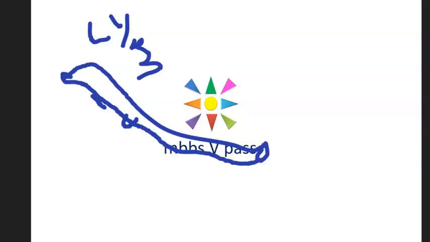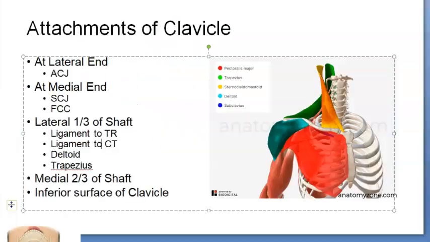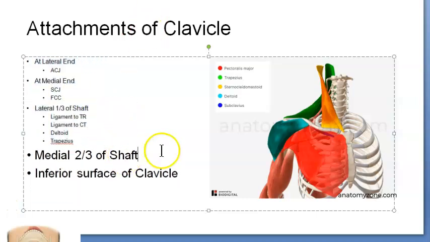Sorry, focus. Then muscles. Anteriorly, what did you see? Deltoid, and posteriorly you saw trapezius. Okay, muscle. So lateral 1/3 of shaft is done. Now let us go to medial 2/3 of shaft.